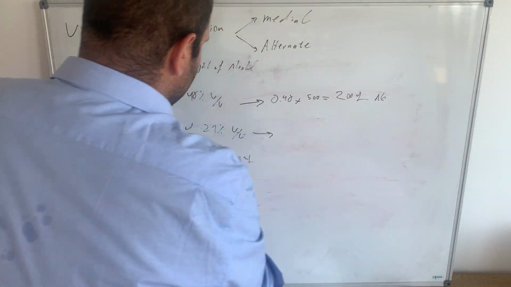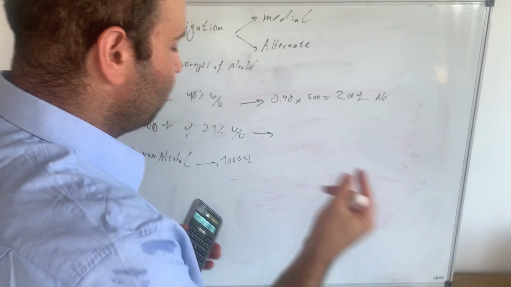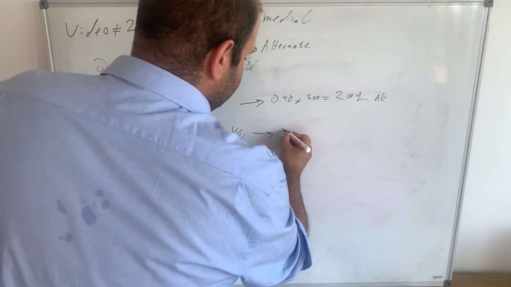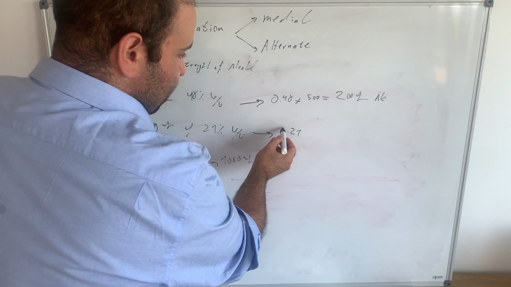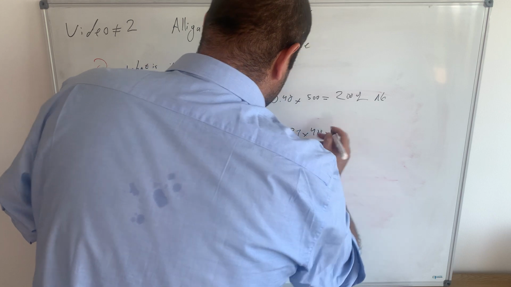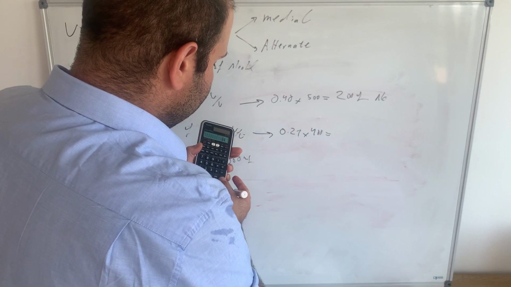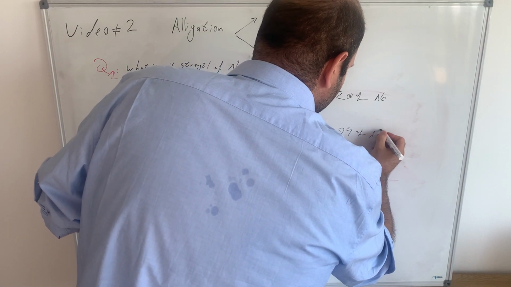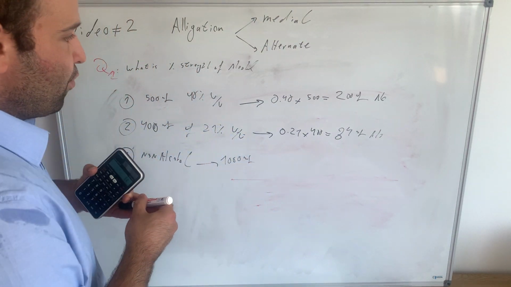The second solution, let's say 21% means 21 gram or milliliter alcohol in 100 milliliter, 100 gram. How much is in 400? So simply 21% means 0.21 multiplied by 400. 0.21 multiplied by 400, you get 84 milliliter. 84 milliliter alcohol. Okay? And here is a trick.